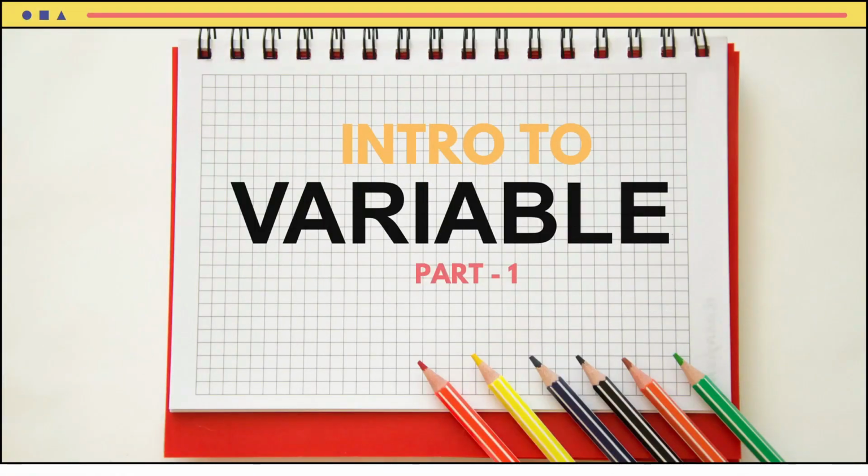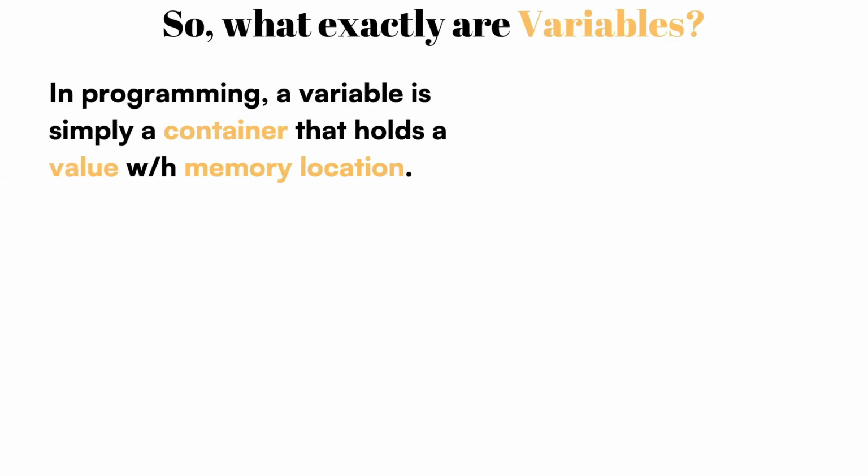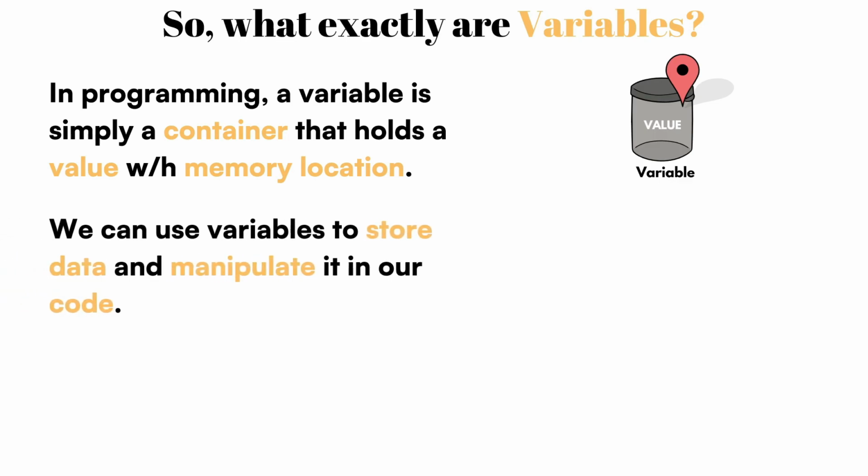Intro to Variables, Part 1. So what exactly are variables? In programming, a variable is simply a container that holds a value within a memory location, as you can see in the image. Next, we can use a variable to store data and manipulate it in our code. As it can be seen in the image, we can use the value of A as B and B as A. This is called manipulation.